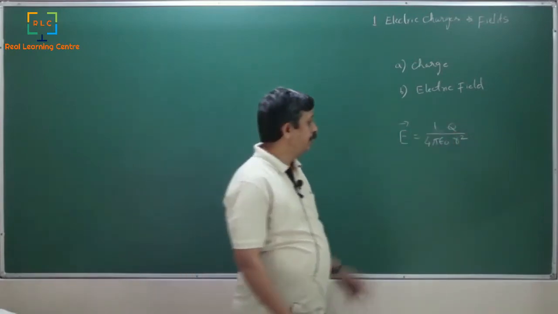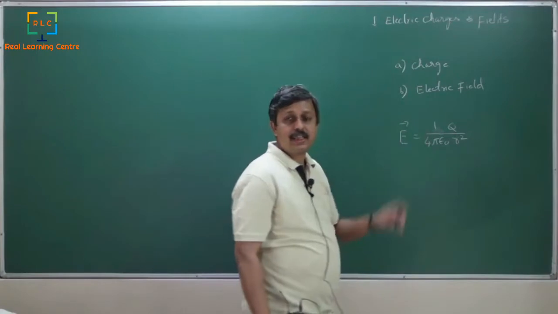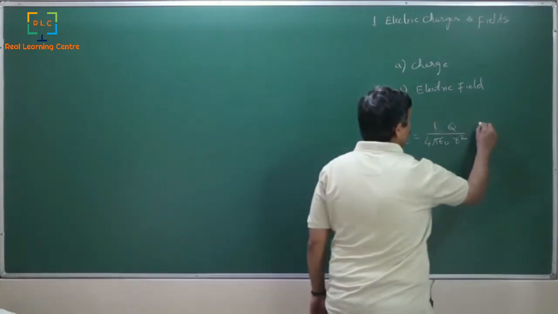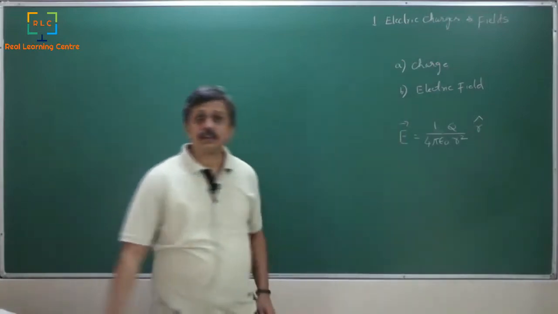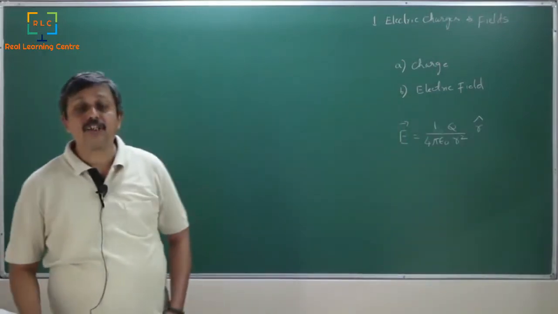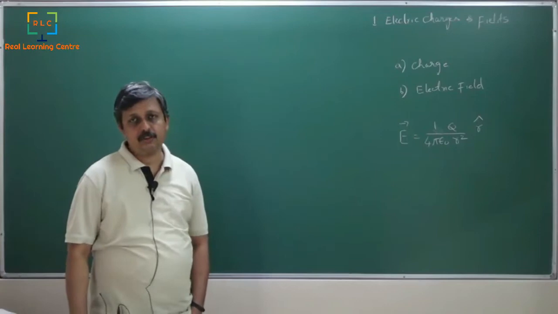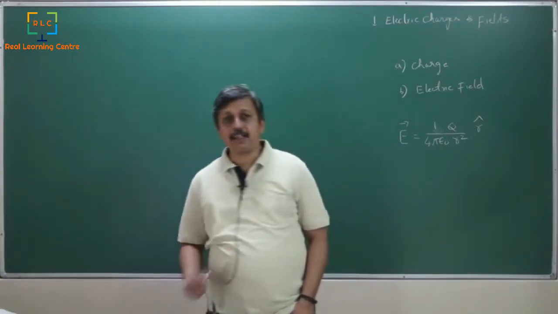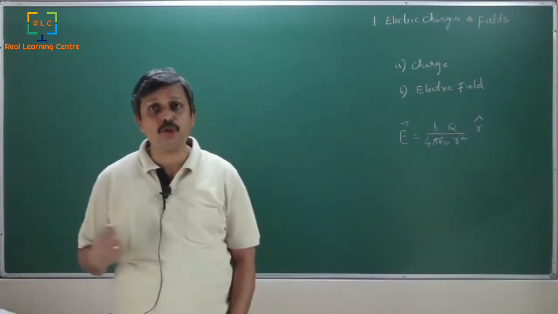If you want to have this as a vector, then this R as a vector you have to put as what we call a unit vector to show the direction. So ultimately, this is a vector which has both magnitude and direction. We have to be able to show that as a vector.